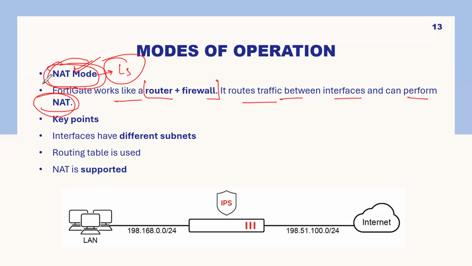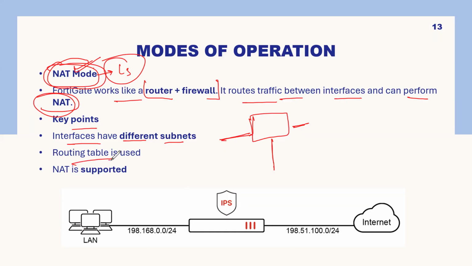where it is going to support routing plus firewall. So what are the key points? Interfaces will have different subnets. It's obvious: even if you talk about a router, each interface is going to have a separate network. That's why it is like a router. Same for the firewall, each interface will be on a different network.